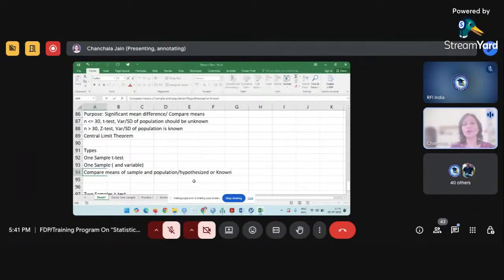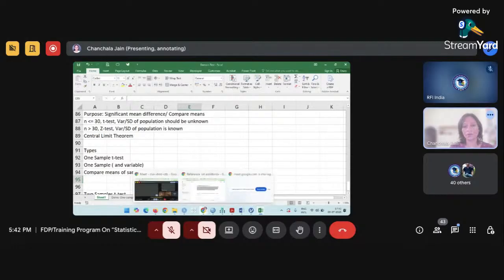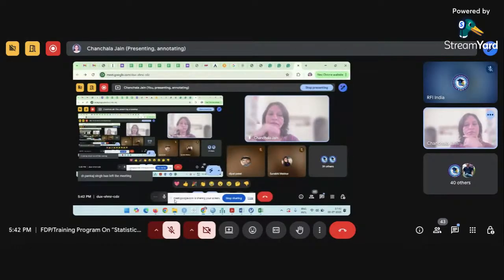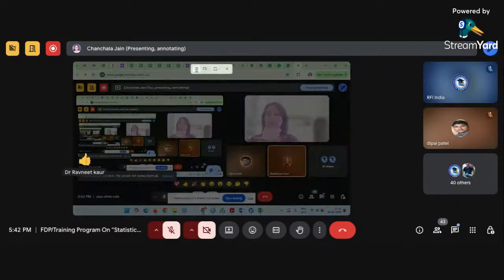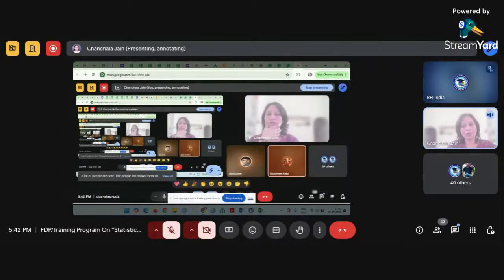Known mean means you have an idea about your population, so you can get the mean of the population. If you do not have the population mean, you will assume an approximate value of the population mean, and that way you can compare the sample mean and the population. Is it clear to everyone what I just said? Yes, ma'am. Good. If it is clear, I'll go ahead.